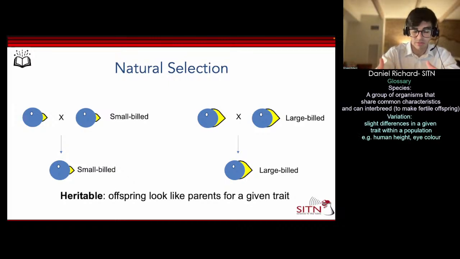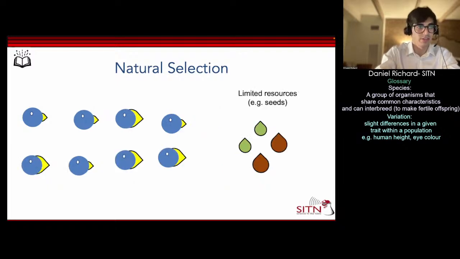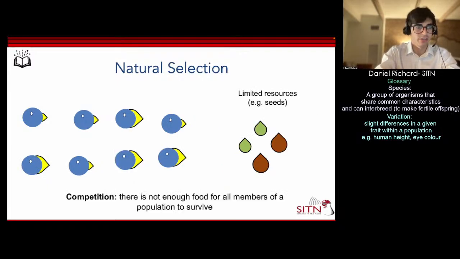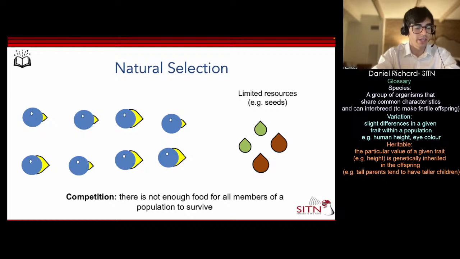The next thing we will need is limited resources. That is, we need competition. So at any given time, there is not enough food on that island for all of the finches of that population to survive. Some finches will get enough food to eat and survive and reproduce, and other finches won't get enough food to survive and they won't reproduce because they'll die. And so competition is a key part. This feeds into, you might have heard, this idea of survival of the fittest. That's where this competition really comes into play.